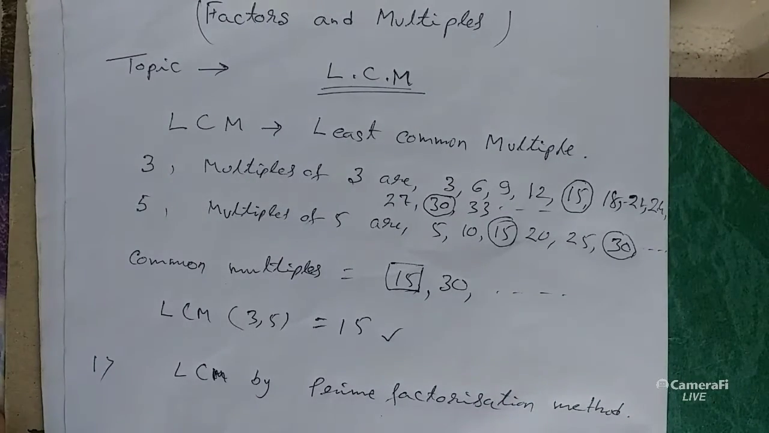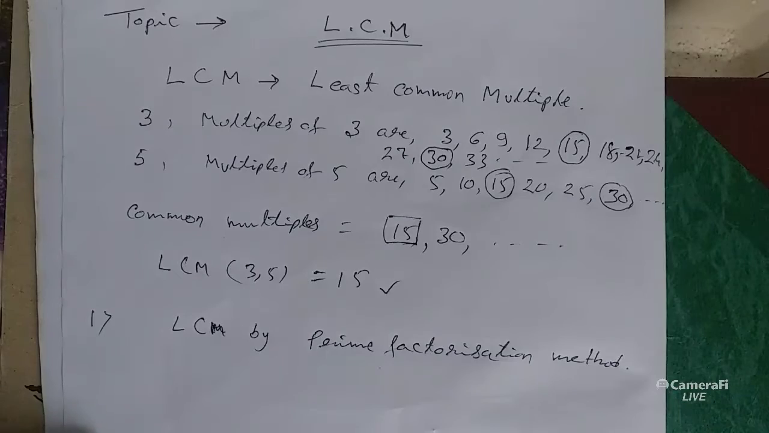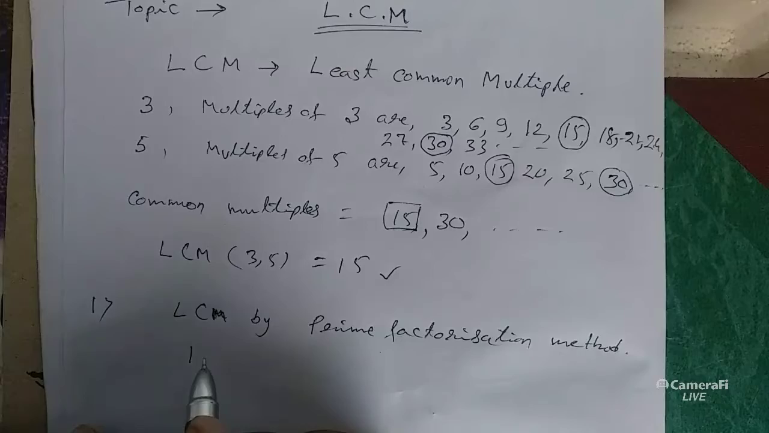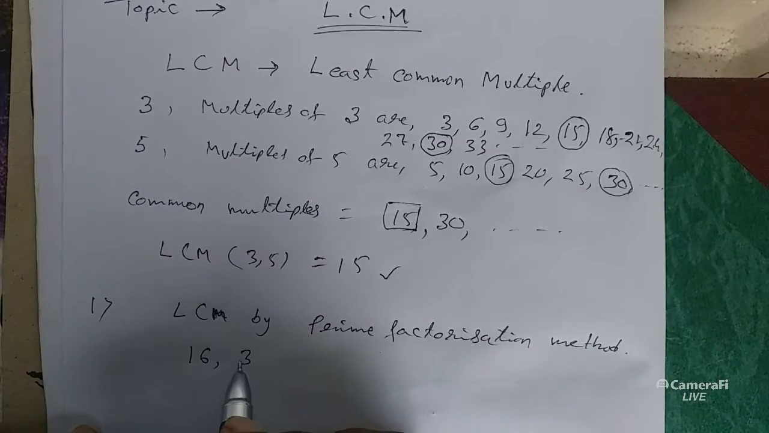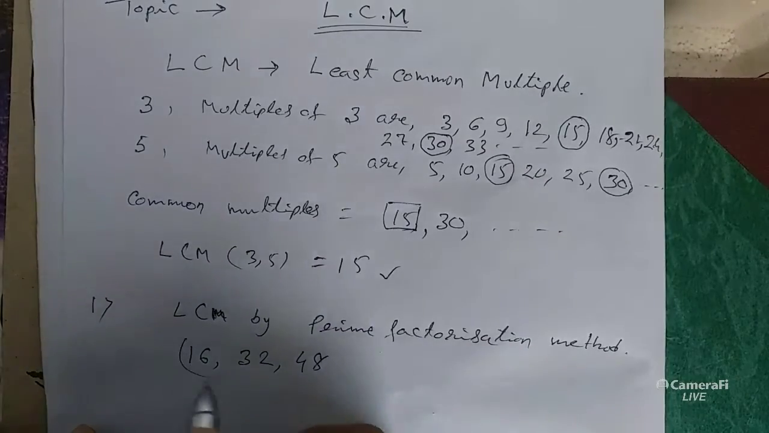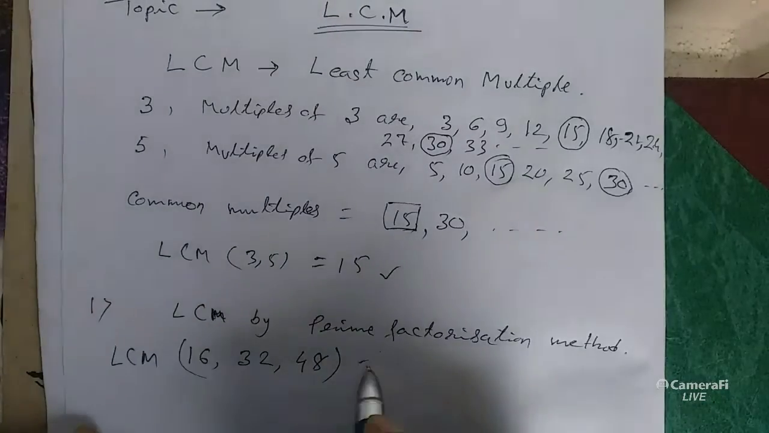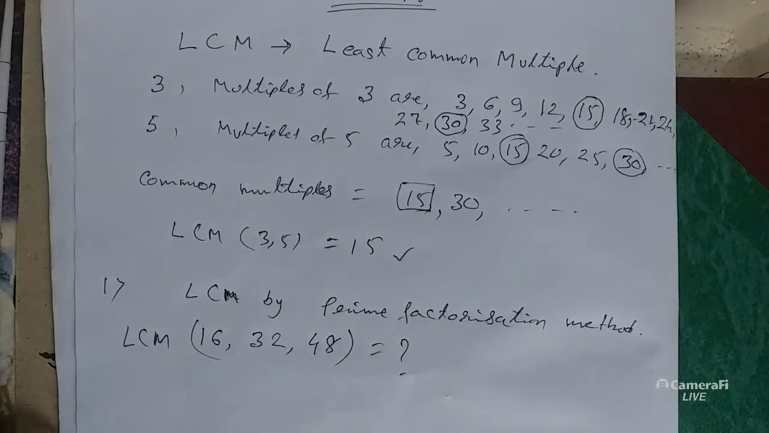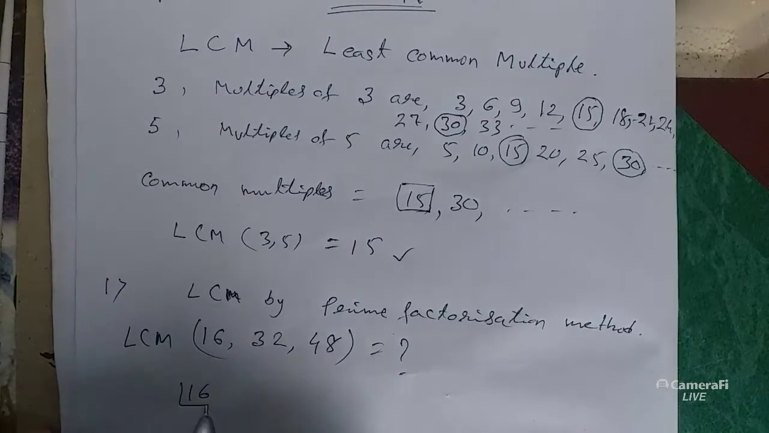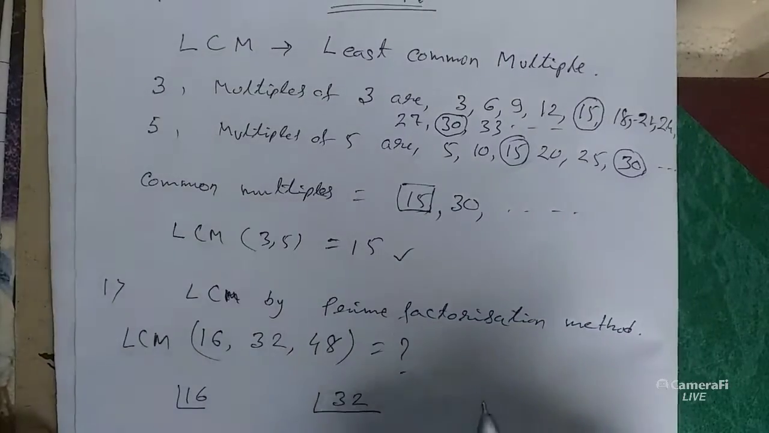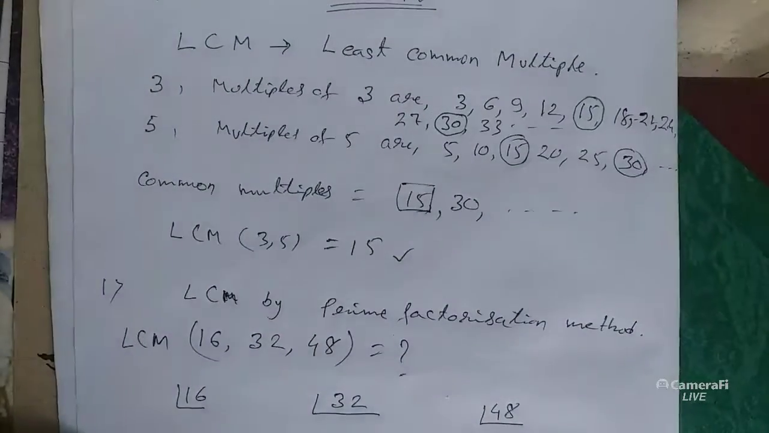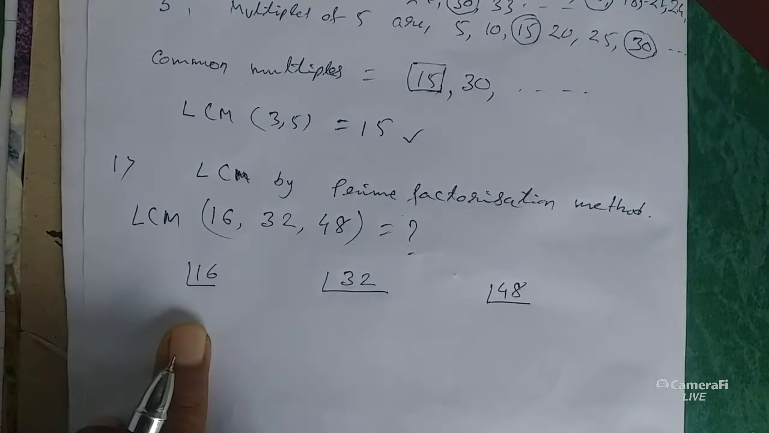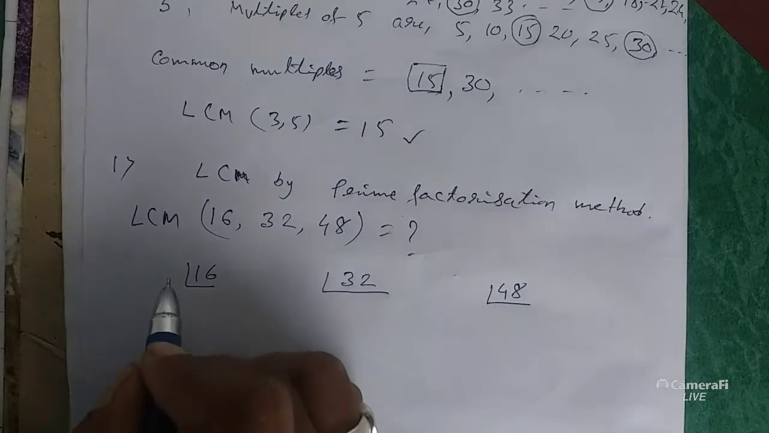In this method, we will first prime factorize the numbers given and then find the LCM. Let us take an example. Suppose we have to find the LCM of 16, 32 and 48. What will be the LCM of these three numbers? So, first we will find the prime factorization. We will do the prime factorization of each of the numbers given. Here is 16. So, let us factorize it.